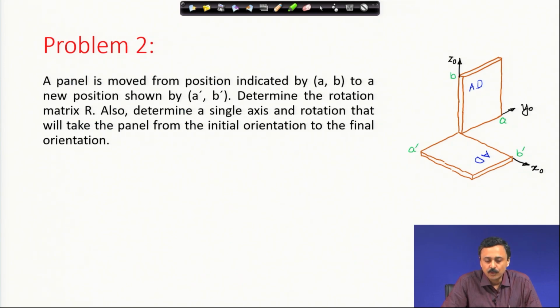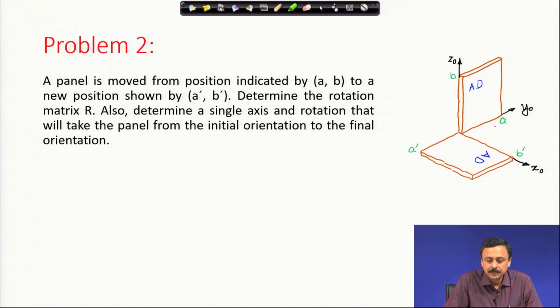A panel is moved from position indicated by A, B. These two represent the two corners. So, there is a plate on which advanced dynamics may be written. The panel is moved from position indicated by A comma B, which names the two corners, because we have to track them, to a new position shown by A prime B prime, which means this A travels to A prime and B travels to B prime somehow. I can always take A to A prime and B to B prime.